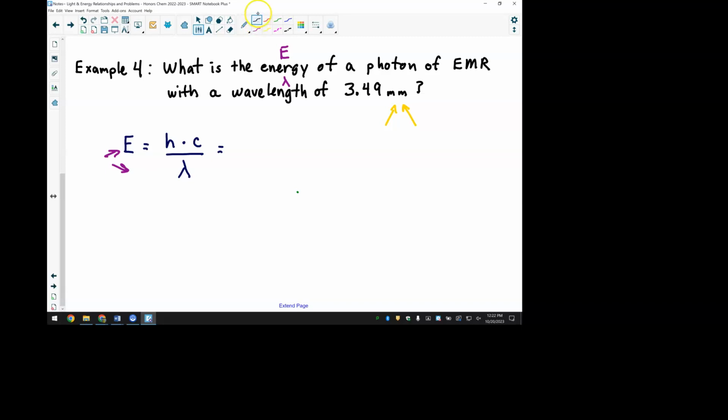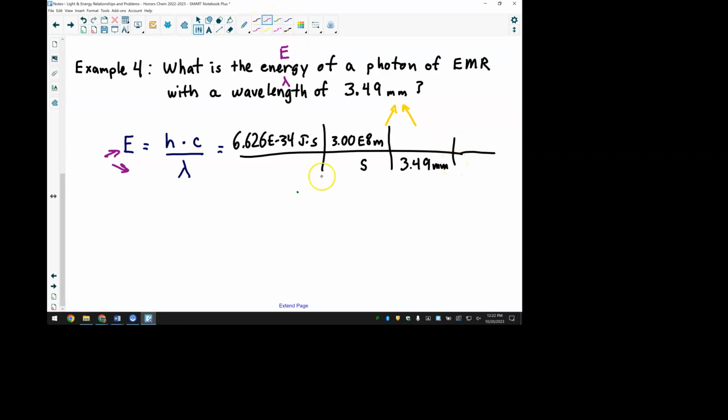All right, let's plug in the numbers. This is going to be ungodly with these crazy numbers, but 6.626 times 10 to the negative 34th joules times seconds. The speed of light, we're going to use 3.00 times 10 to the 8th meters per second. And now we just have to divide by the wavelength, 3.49 millimeters. Then let's look at the units like we typically do. Seconds cancels. Oh man, meters doesn't cancel. Why doesn't meters cancel? Because this is in millimeters.